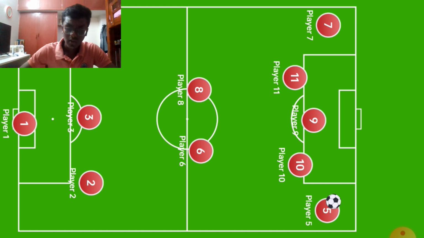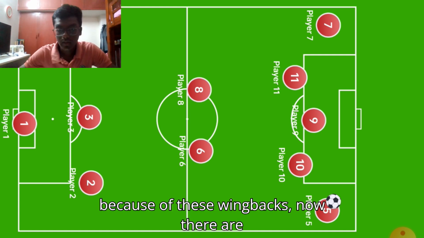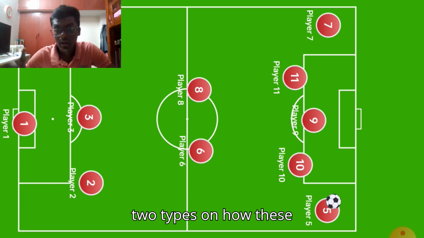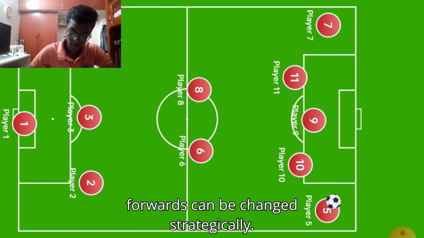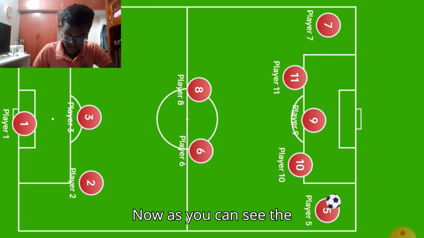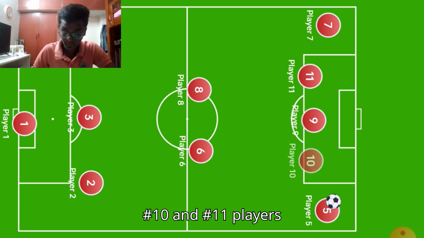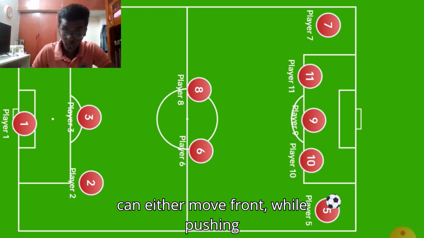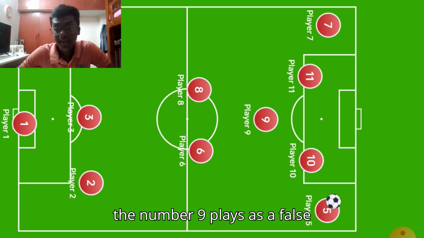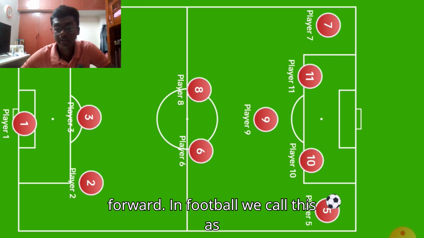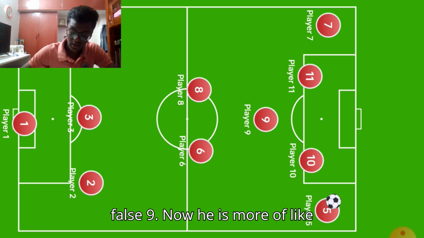So because of these wing backs, now there are two types on how these forwards can be changed strategically. Now, as you can see, the number 10 and number 11 players can either move front while pushing number 9 at the back. So here the number 9 plays as a false forward. In football we call this a false nine.